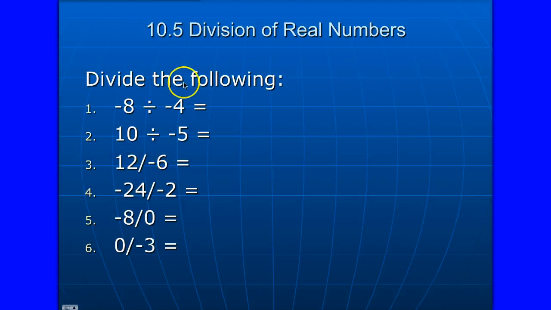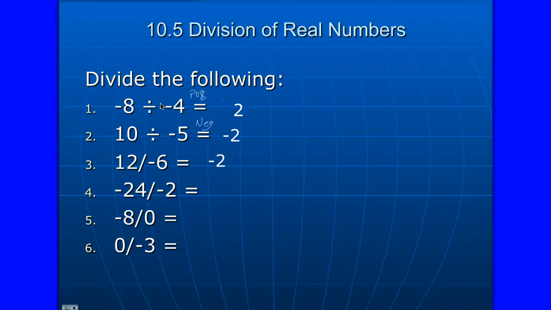So anyway, number 1, I'm going to notice that that's a negative divided by a negative, so I'm thinking it's going to be positive, and then I'm just going to take 8 divided by 4, which is 2. Same thing with number 2. I'm going to look at that and think, hey, that's negative, because I have a positive divided by a negative. Then I'm going to divide, it's negative 2. 12 divided by negative 6 is also negative 2.